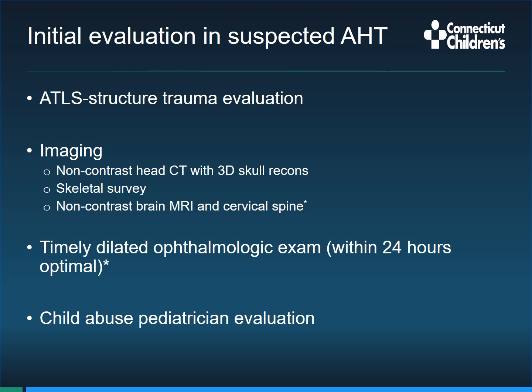The initial evaluation of a patient with suspected abusive head trauma proceeds in line with established advanced trauma life support protocols. ABCDE should be a familiar mantra for this neurosurgical audience. Imaging should include an initial non-contrast head CT to be followed by a skeletal survey and non-contrast MRI.